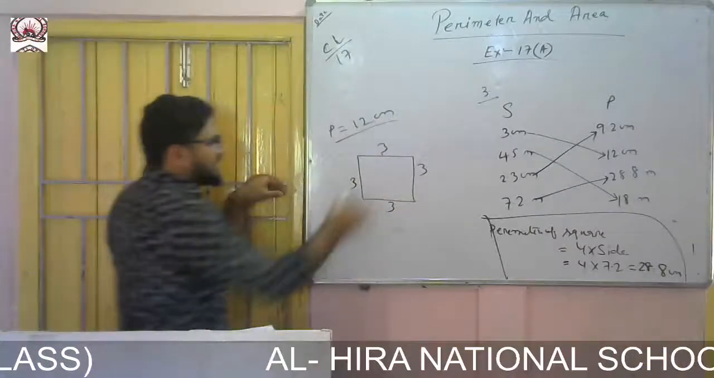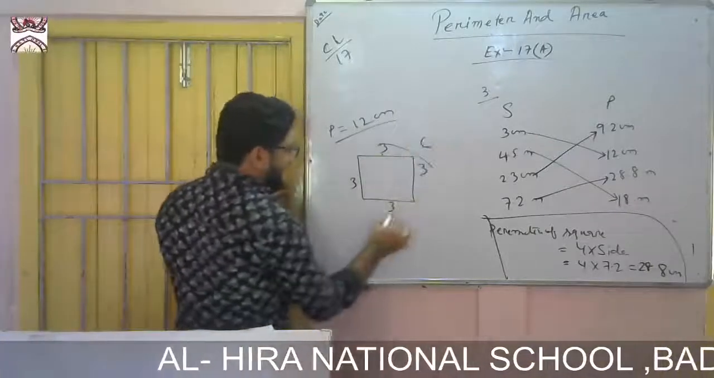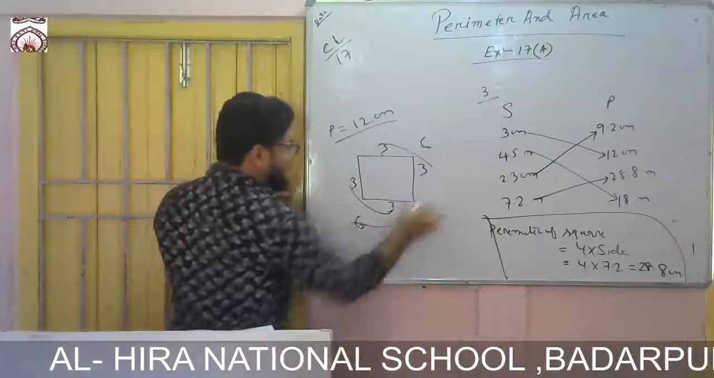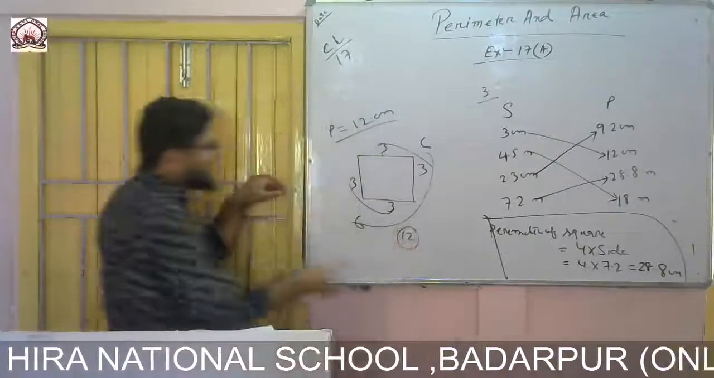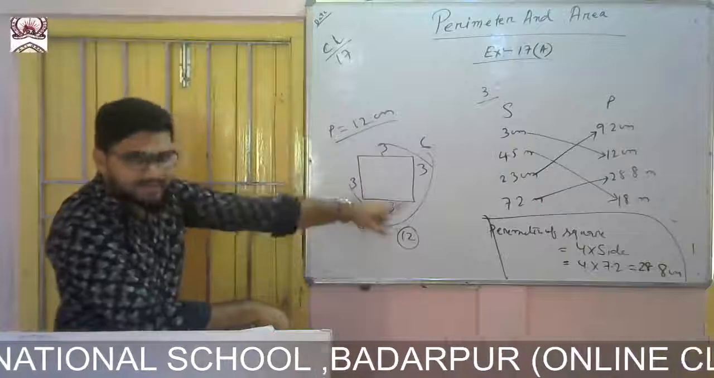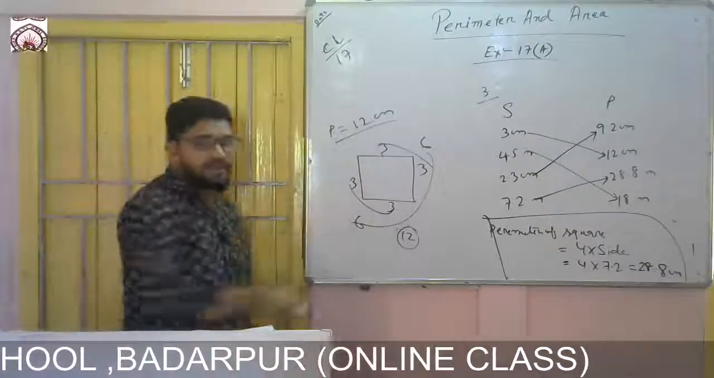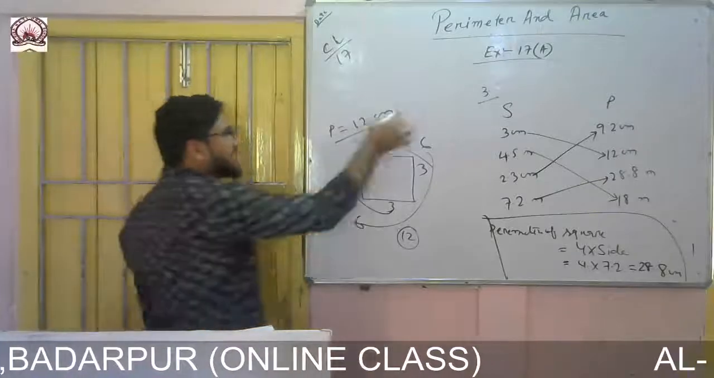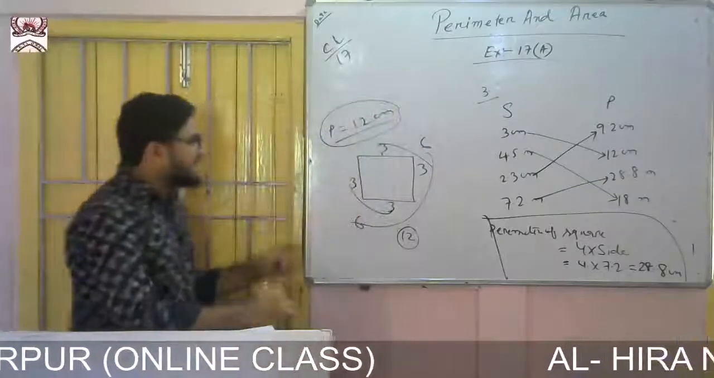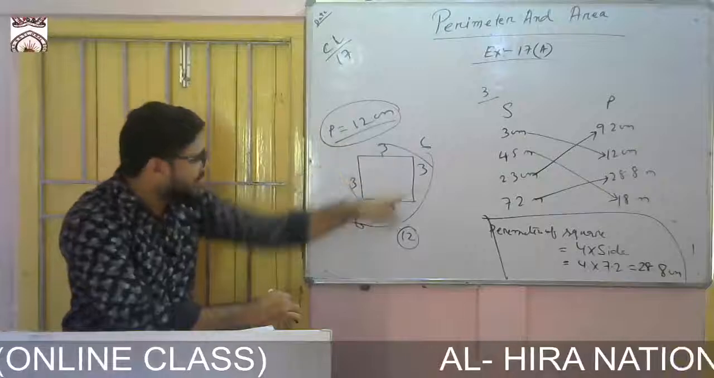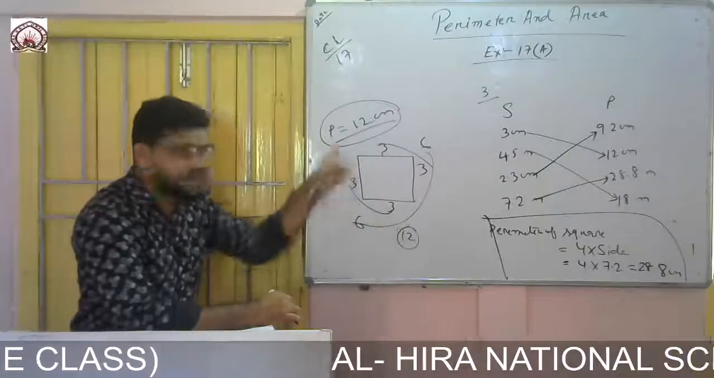You see, 3 plus 3 is 6, and 3 plus 3 is 6, and 6 plus 6 is 12. That means each side is 3 centimeter. So if I add all, I will get 12. That means if the perimeter is given, each side is 3 centimeter. This side 3, this side 3, this side 3.